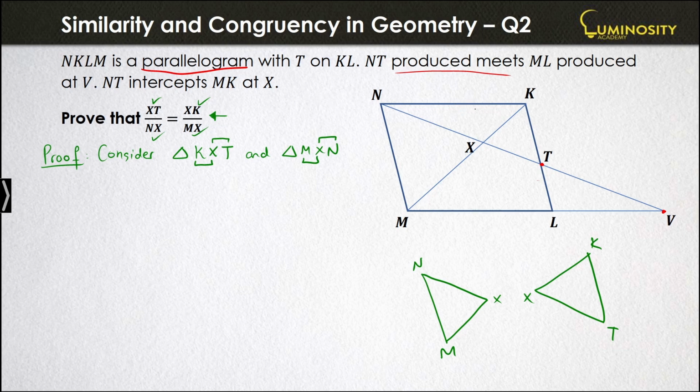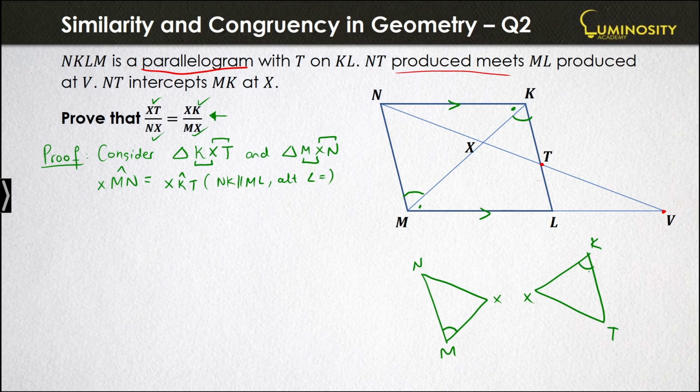Okay, so because we know these two sides are parallel, by alternate angles these are equal, and also by alternate angles these are equal. All right, so I know then that angle XMN is equal to angle XKT. Okay, and that is because NK is parallel to ML because it's a parallelogram and alternate angles are equal. Okay, so what I've shown is that this angle M here is equal to this angle K here. Okay, so far so good.